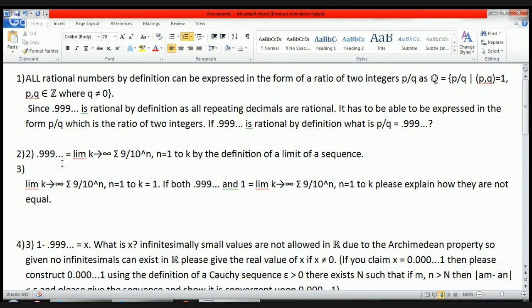The second thing is a little bit more calculus involved, but it's still not that complicated. This is actually what a repeating decimal is defined as in calculus. All this is saying is that the limit as k approaches infinity of the summation of 9 divided by 10 raised to n, where n equals 1 to k, is, by the definition of a limit of a sequence, the repeating decimal. If you added these things together, with n equals 1, you would end up at 0.9. If you put n equals 2, you end up at 0.99, then 0.999. Again, this goes back to that sequence I talked about earlier, when I said a sequence is this.